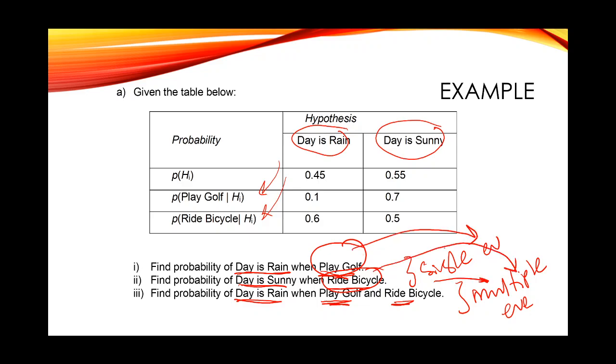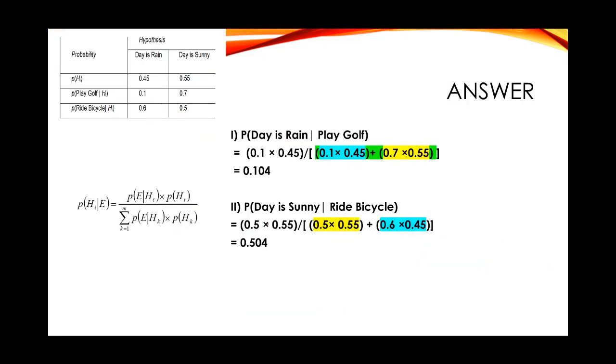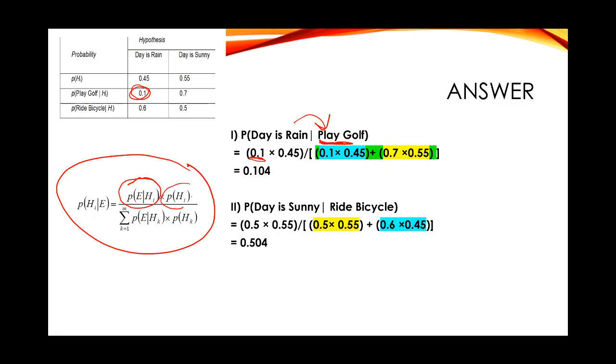Okay. So you are going to find the probability of this event occurring. Now let us take a look at P, day is rain when you play golf. So this is the formula, whereby evidence over H times probability of H. The evidence here, since it is evidence of playing golf, we are going to take a look at golf here. This one, 0.1, so that is why it is 0.1 times probability of the hypothesis.